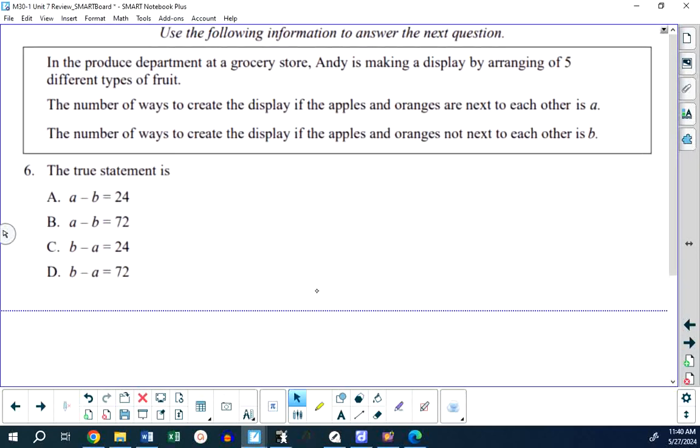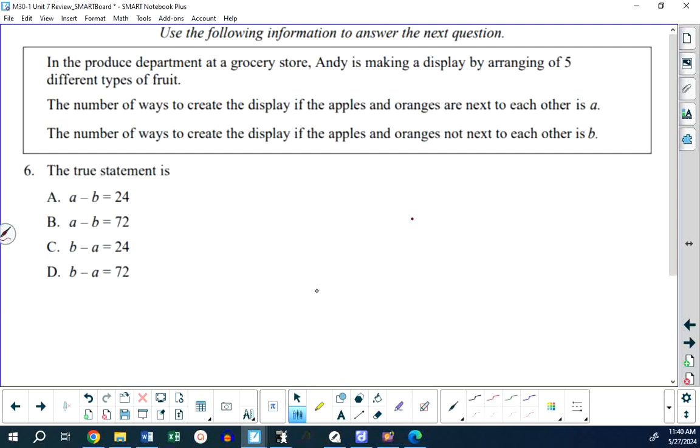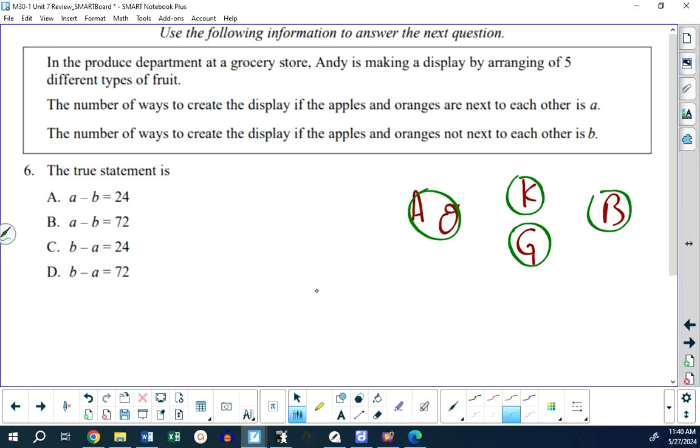So this is the Joan and Emily problem, really. You're talking about an arrangement of 5 fruits: apples, oranges, kiwis, grapefruits, and bananas. Okay, but if the apples and oranges must be side by side or together, that means what we are really doing is arranging 4 items, which would mean there are 4 factorial ways to accomplish that, but we also need to decide on the order of the apples and oranges. So that's why we would multiply this by 2 factorial.